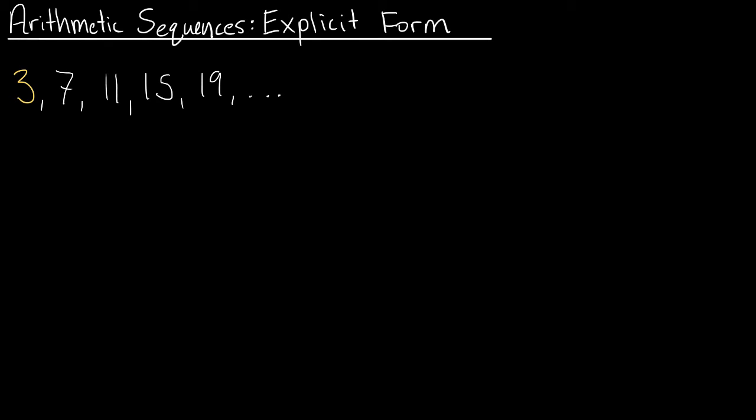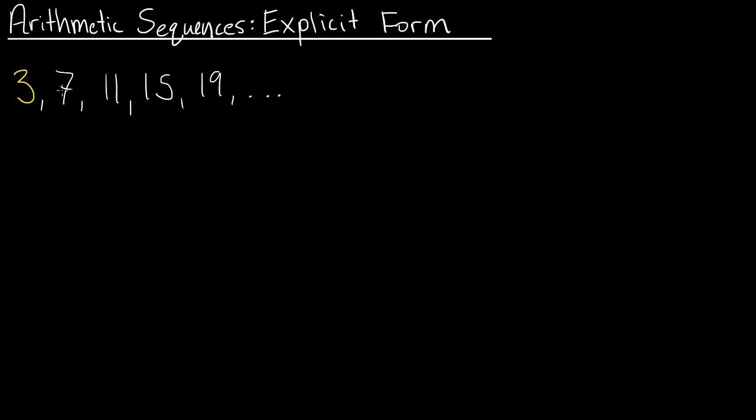In this video, we are going to look at explicit form, which is one of several ways that we can represent an arithmetic sequence. As a reminder, an arithmetic sequence is an ordered list of numbers that is increasing or decreasing by the same amount at each step. So I've written out an arithmetic sequence here, 3, 7, 11, 15, 19, etc. This is one way we can represent an arithmetic sequence, but there are many ways. One of those ways is explicit form.